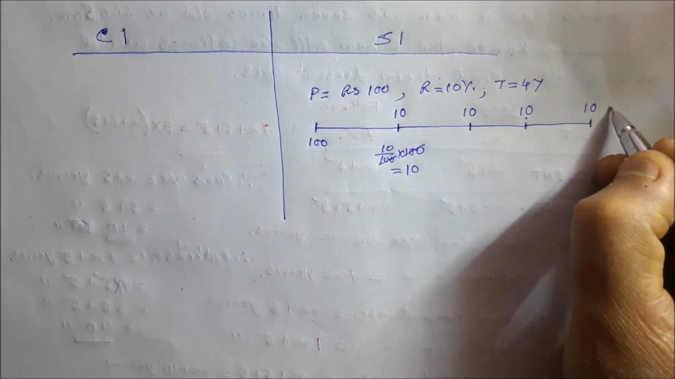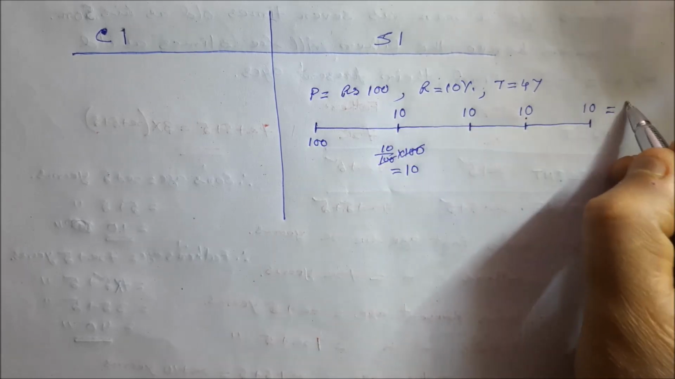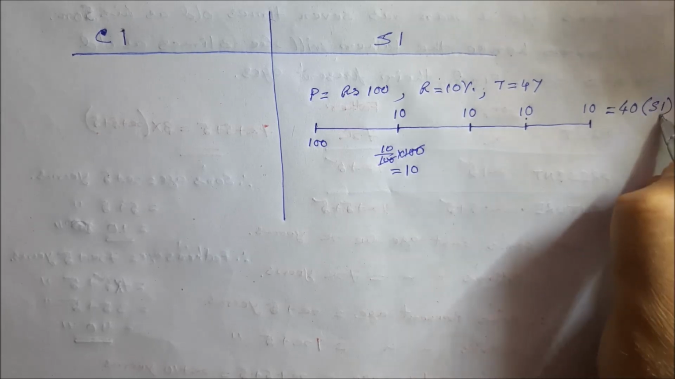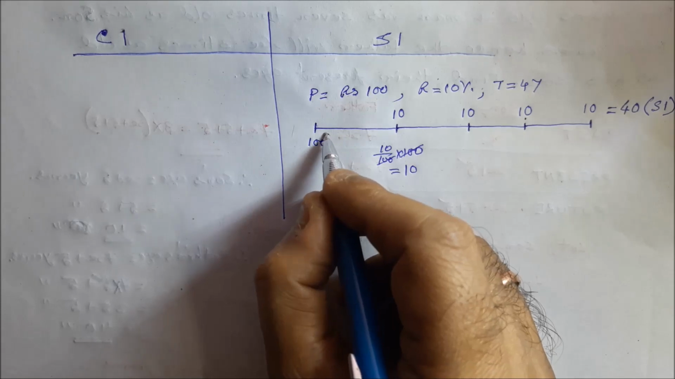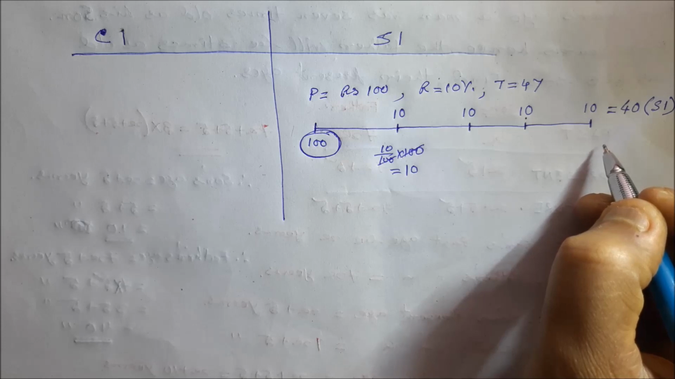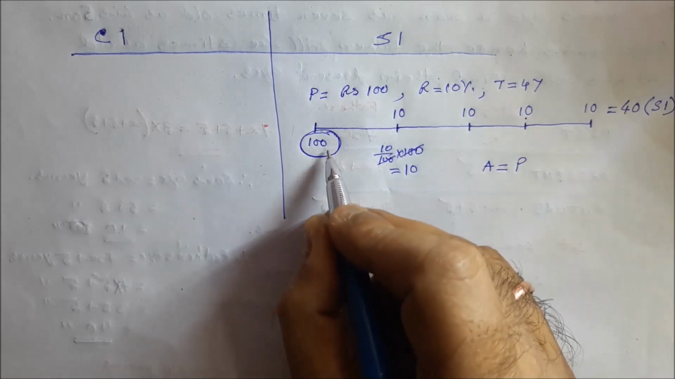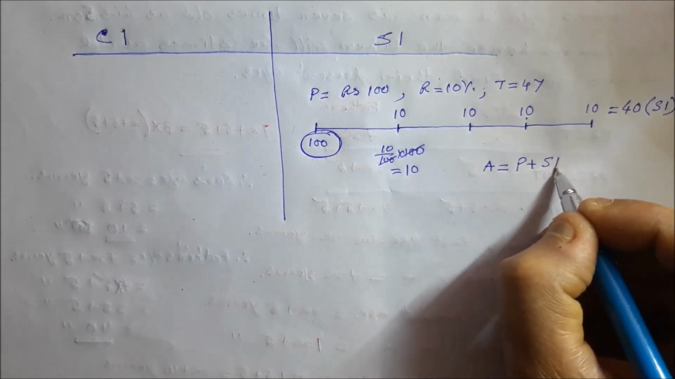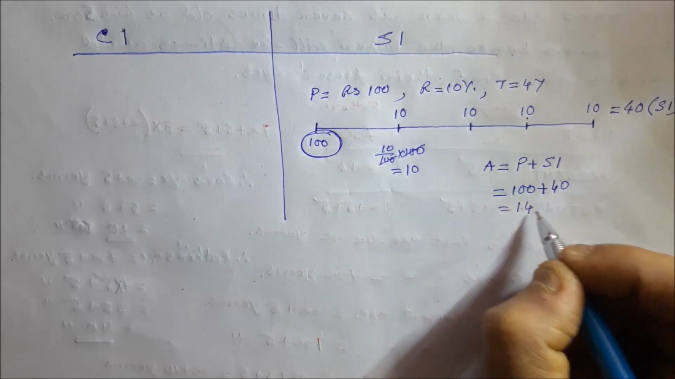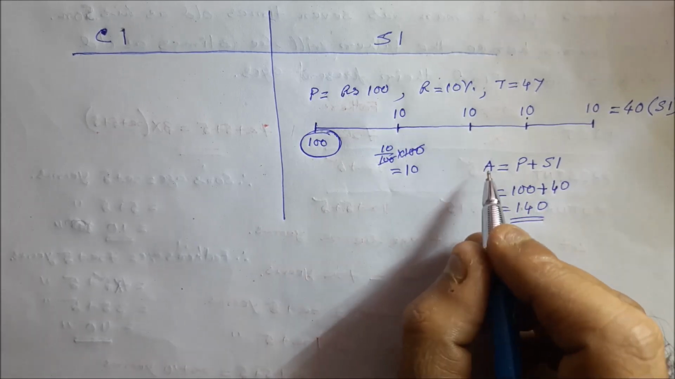So total interest the bank will give you, that is 10 plus 10 plus 10 plus 10, that means 40 rupees. So that is actually the simple interest, isn't it? And you have deposited the principal, that is 100 rupees. So how much amount you will get back from the bank? That is, the amount is equal to your principal plus SI, that means 100 plus 40. So 140 you will get back from the bank after 4 years. So this is the basic concept of SI.